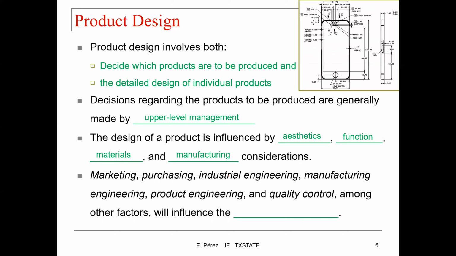So marketing, purchasing, industrial engineering, manufacturing engineering, product engineering, and quality control, among other factors, will influence the design of the product. So in this figure here at the top right of this slide, you'll see a design for a cell phone. So all this aesthetics, function, materials, and manufacturing considerations are all important in this final design, taking into account how it's going to be produced, what type of materials is going to be used, what are the dimensions, and so on.